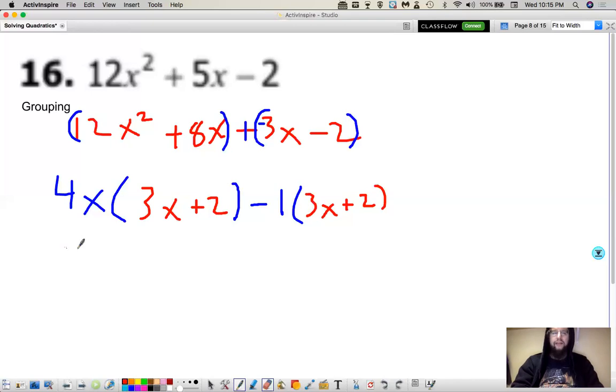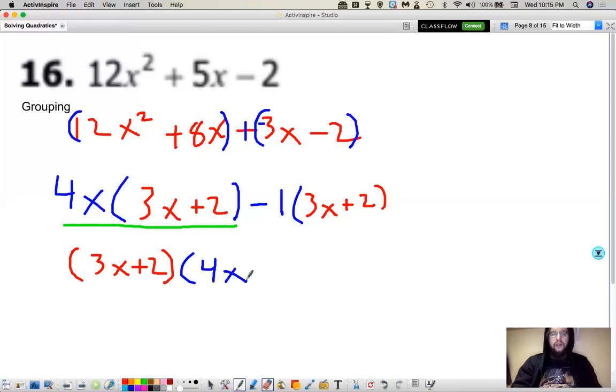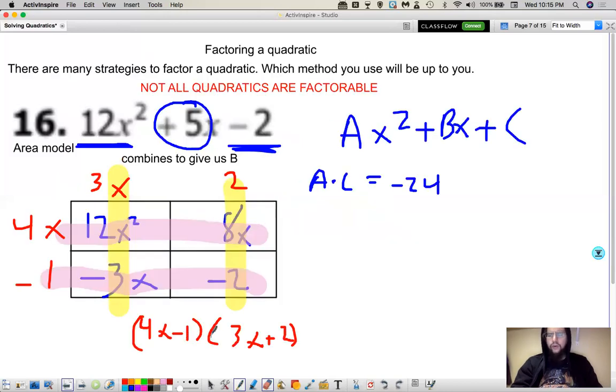So I'm going to factor that out. 3x plus 2. If I take that out of this term right here, I divide it by 3x plus 2. They cancel. I'm left with 4x. Easy, right? It's just what it is. Now, if I look at this term right here, if I factor out the 3x plus 2, I'm left with a negative 1. Go. It's factored. Same thing I got right here, but it's in a different order.